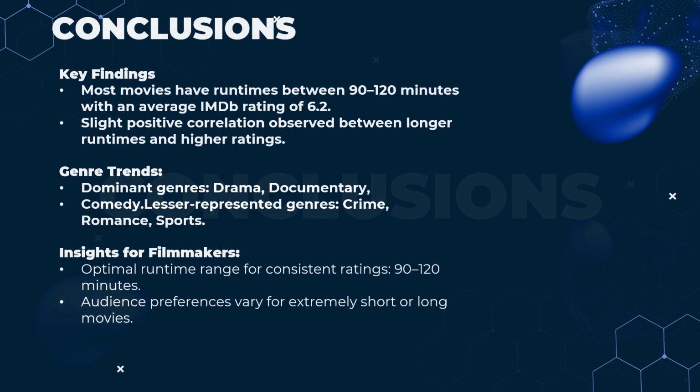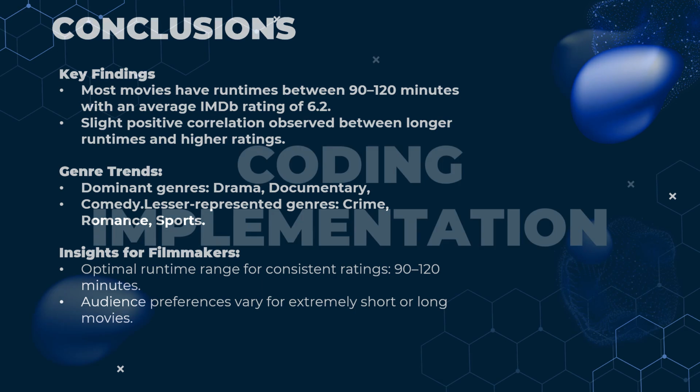To summarize, most movies have runtimes between 90 and 120 minutes, with an average IMDb rating of 6.2. A slight positive correlation between longer runtimes and higher ratings was observed. Dominant genres include drama, documentary, and comedy, while niche genres like crime and sports remain underrepresented. Insights from this study suggest that filmmakers should consider the optimal runtime range of 90 to 120 minutes and carefully evaluate genre preferences to better engage audiences.